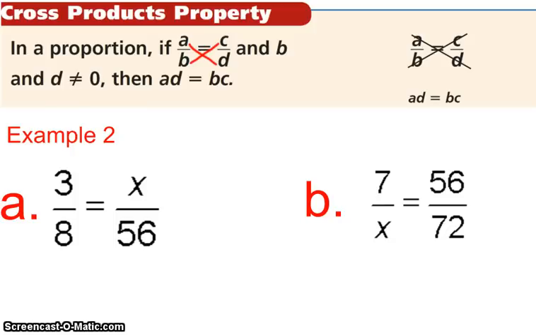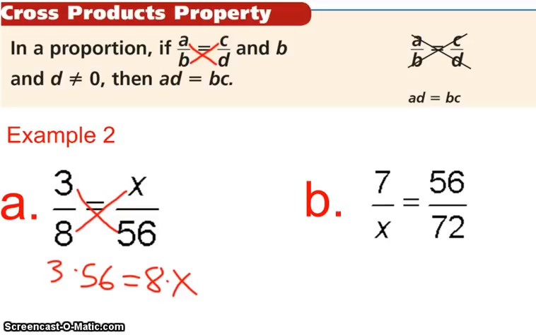So in our example 2, to figure out what our x is, what we're going to do is multiply the 3 times the 56 and set it equal to the 8 times the x. So it'll look like this. 3 times 56 equals 8 times x. This right here becomes an Algebra 1 problem. Go ahead and solve for your x right now. And if you need to pause the video, go ahead and do so.